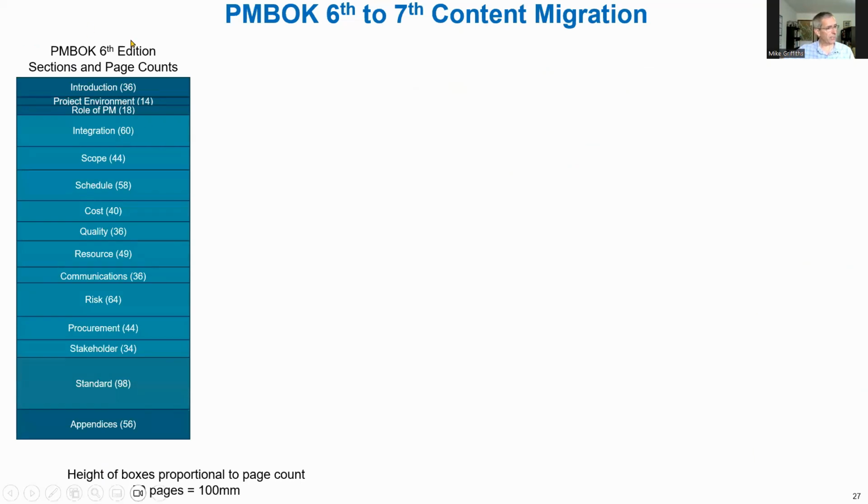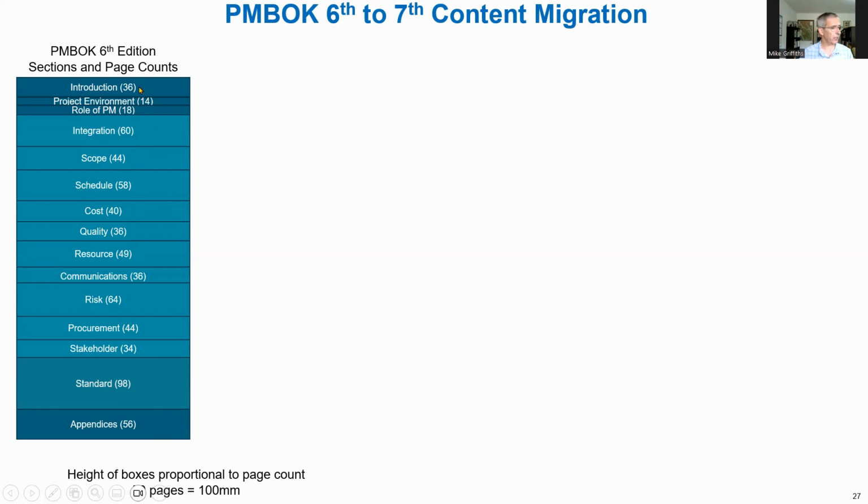But this was the old 6th edition. I created this migration map when I was trying to figure out where all the content was going to go. The height of the section and the number in brackets is the number of pages that was dedicated to this content in the 6th edition, right?